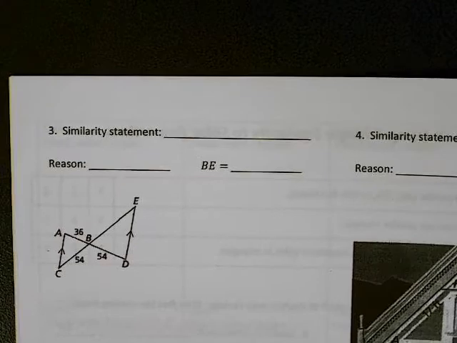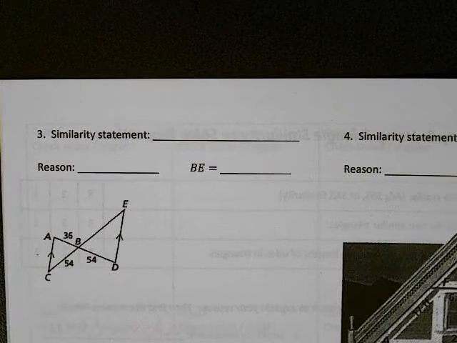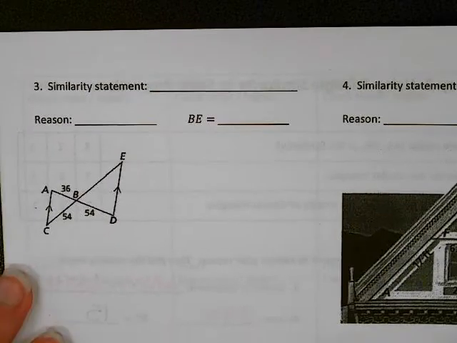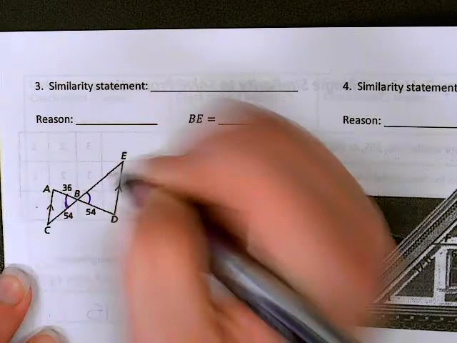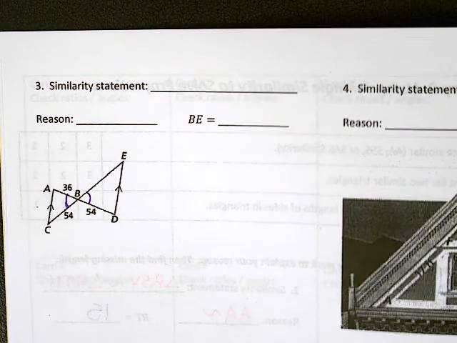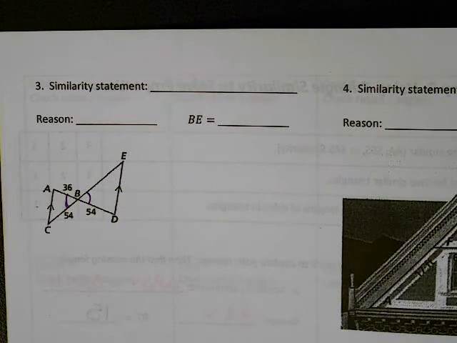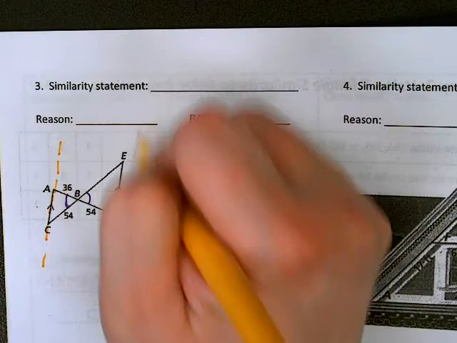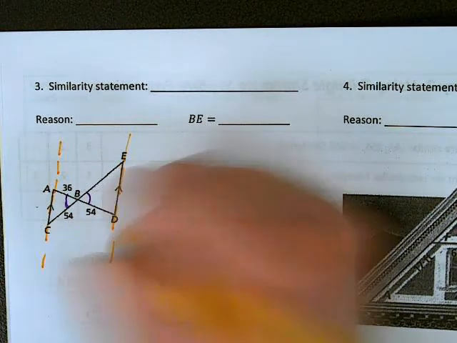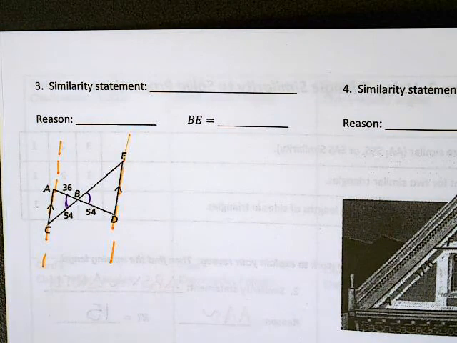All right, so looking at number 3, we got a couple of things going on there, right? First of all, you should see that bow tie shape and know that that means we have vertical angles. And then we've also got some parallel lines going on. So I'm going to draw the parallel lines with some yellow so we can see them. You can pick either one of those lines as the transversal.